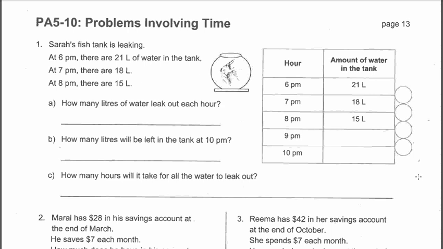This is grade 5, page 13, problems involving time. I want to make a quick note that t-tables are called t-tables because we draw a t and we're comparing one thing, in this case hours, and another thing, liters. It's called a t-table because of this t in the middle that separates the two columns or two things that we're comparing. And they're great for problem solving.